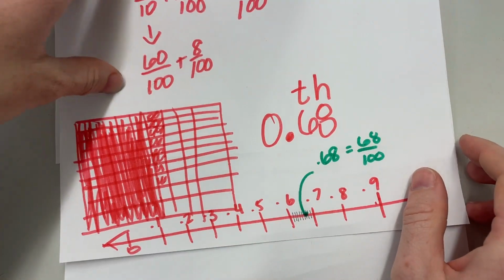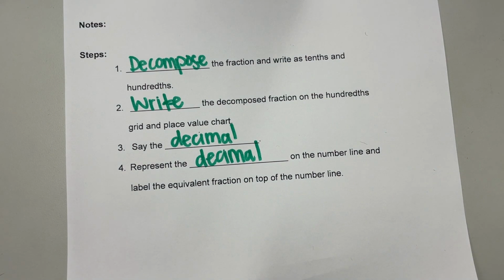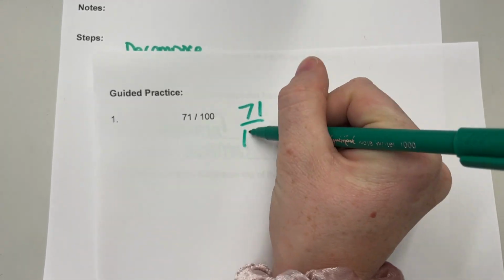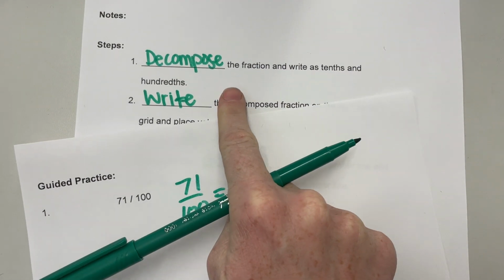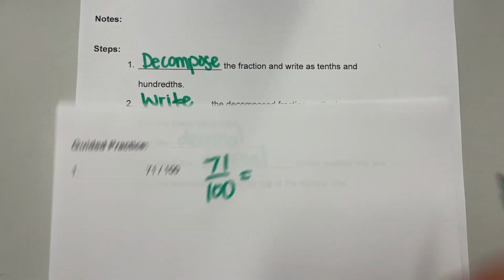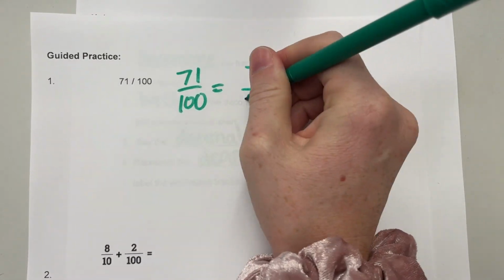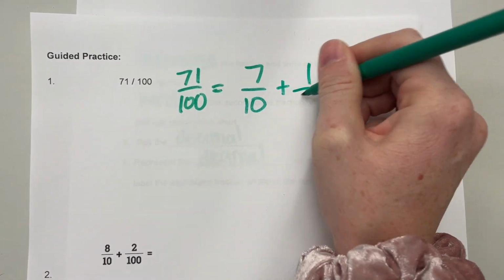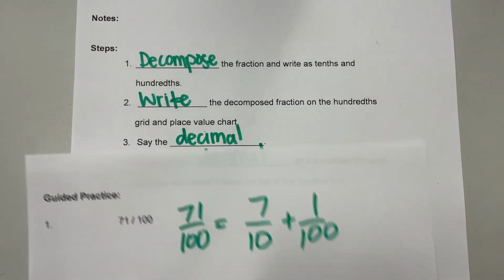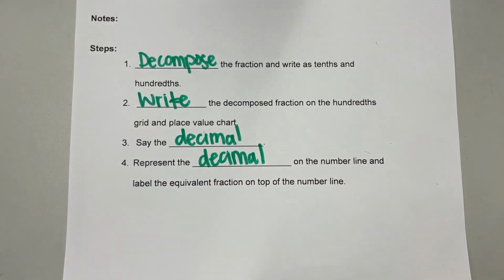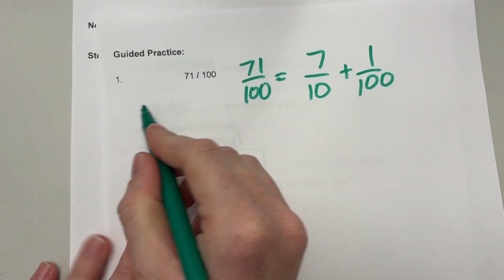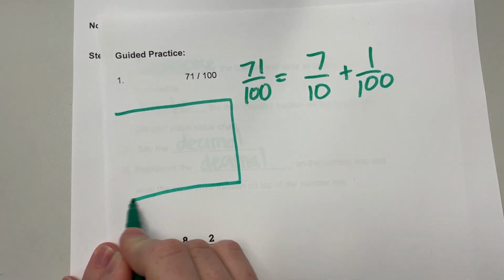So now I'm going to get out my guided practice. You're going to follow along. The first one is 71 hundredths. And the first step is to decompose the fraction and write it as tenths and hundredths. So I have 7 tenths plus 1 hundredth. Now I need to write that fraction on the hundredths grid.